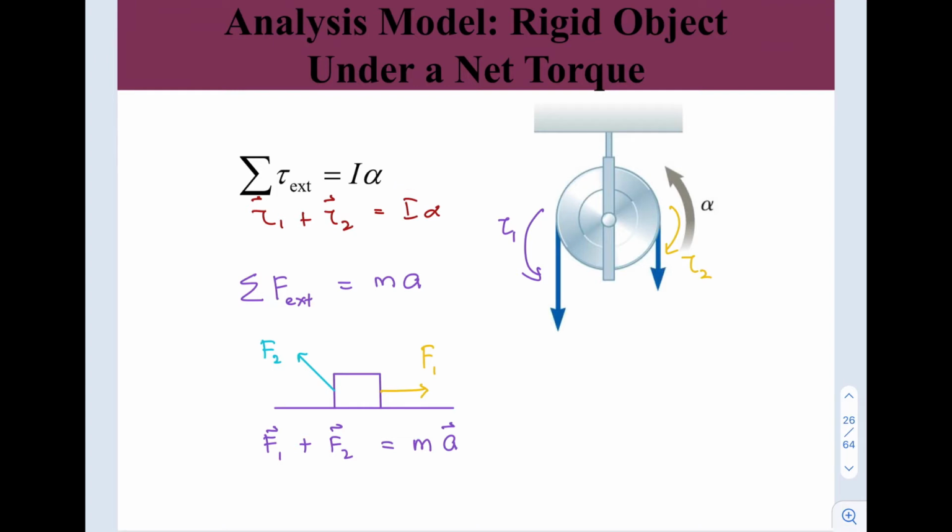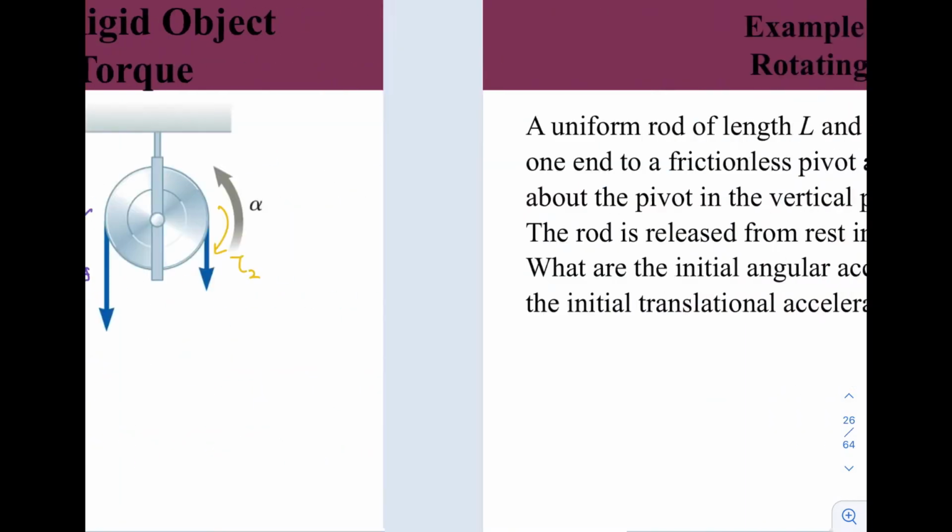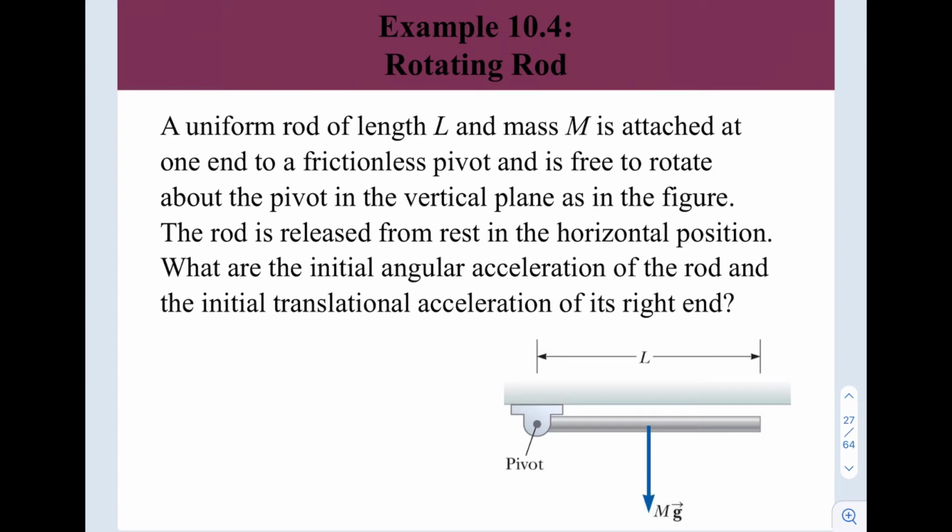So if we apply this, sum of torque external is equivalent to I alpha: torque 1 plus torque 2, by using the vector method, is equivalent to I alpha. This is a similar analogy to F external equivalent to MA. We list down all the F external. For example, in this case, we have F1, we have F2, right? So we have to add up F1 and F2 according to the vector technique, equivalent to MA. So, similar analogy, right?